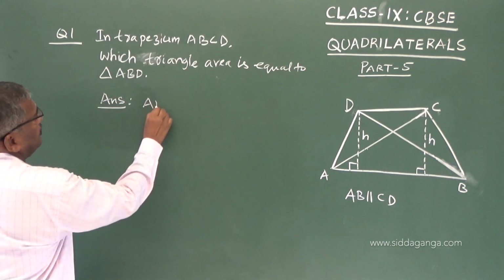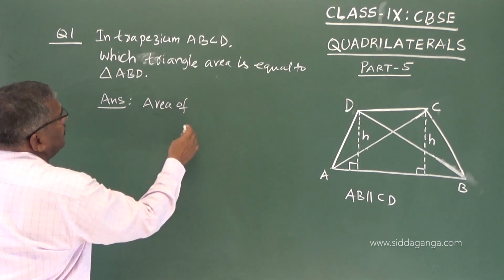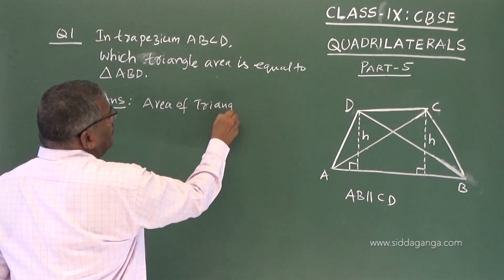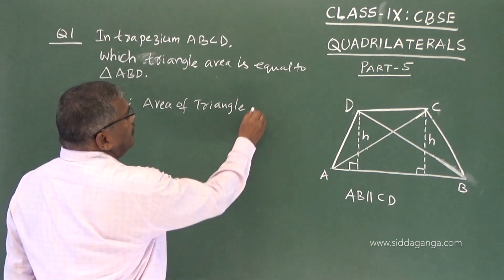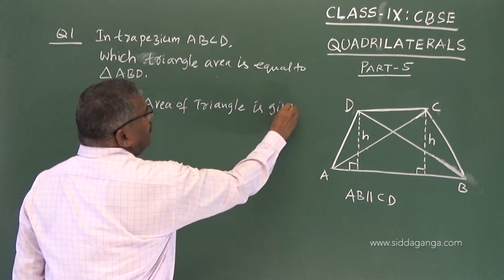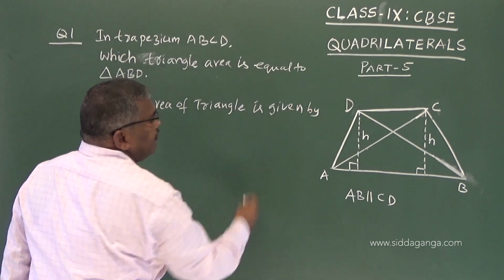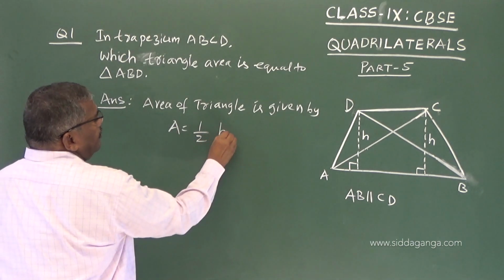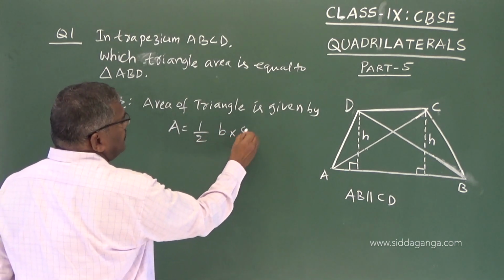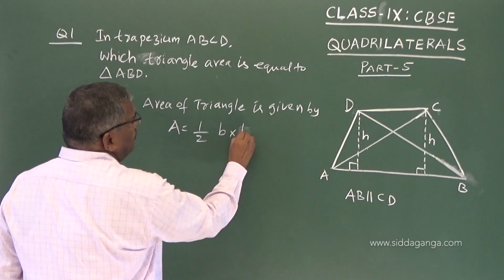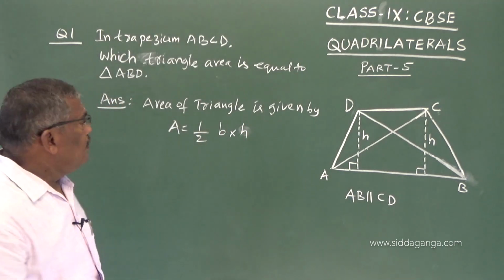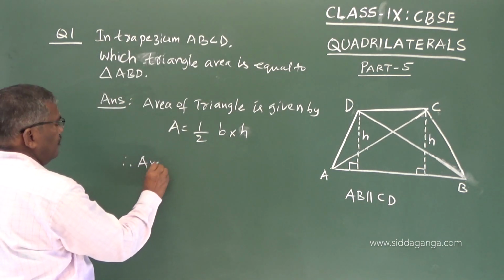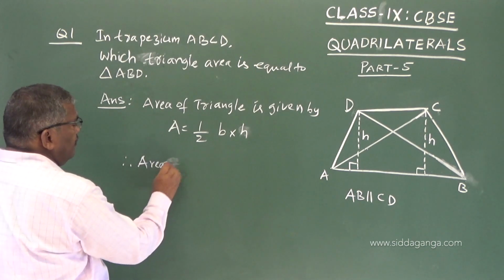Let us find out the area of a triangle. The area of a triangle is given by, so what is the formula? What is the area formula? Area equals half base into height. So this is the standard formula, half base into height. Now find the area of ABD. Therefore, area of triangle ABD.